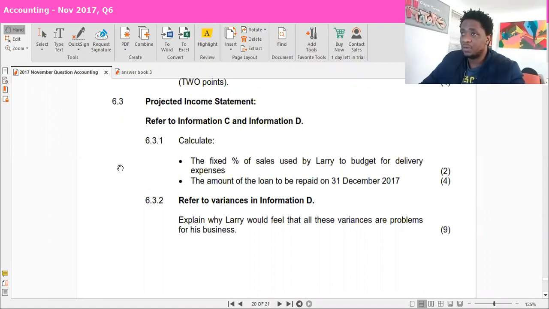So refer to information C and D. It says calculate the fixed percentage of sales used by Larry to budget for delivery expenses. And then secondly, calculate the loan amount to be repaid on 31 December 2017. So let's start with the fixed percentage on sales and C. So let's go to information C and D.